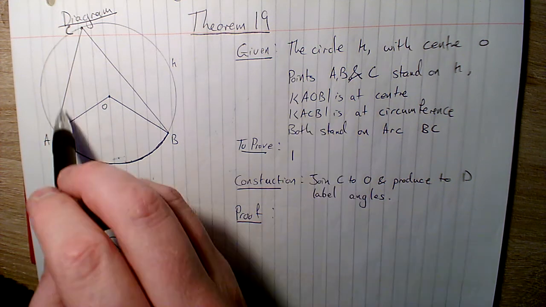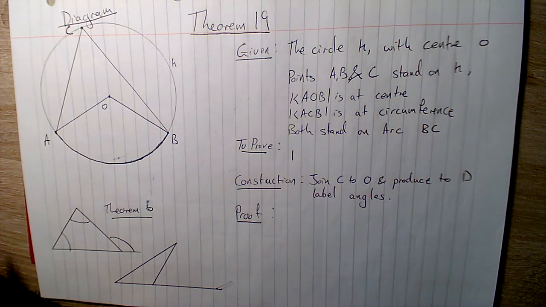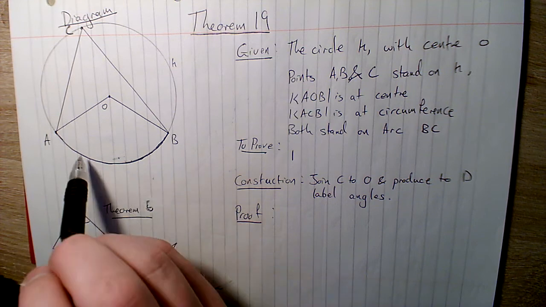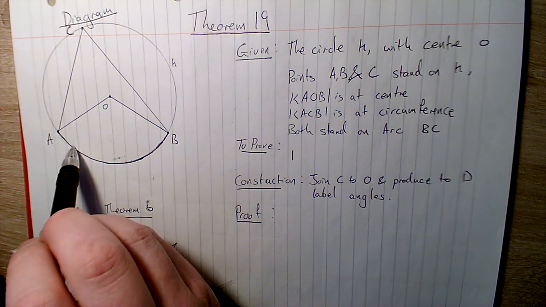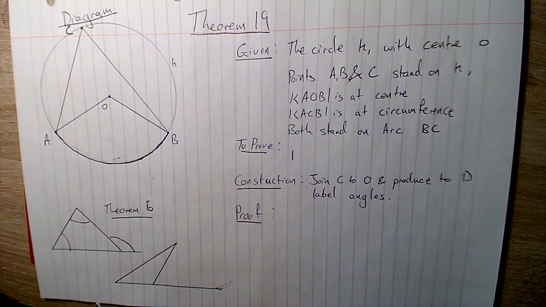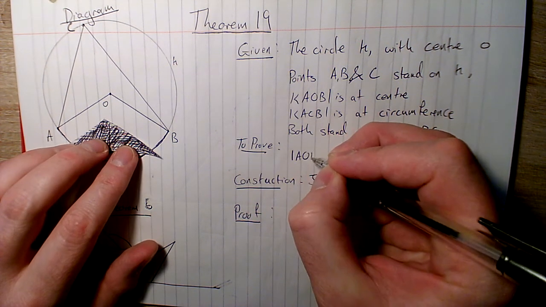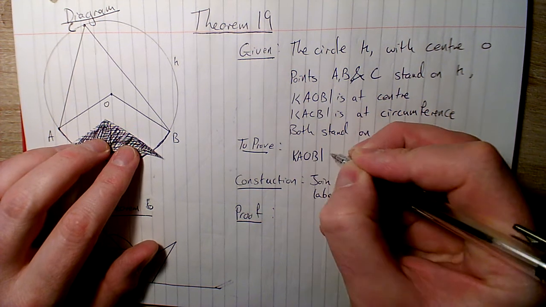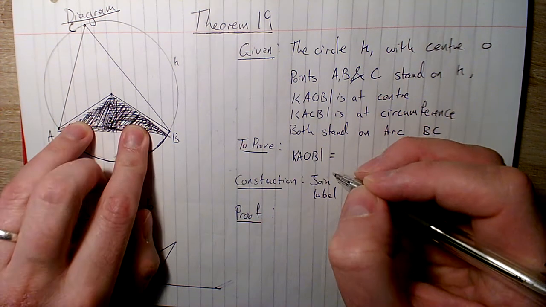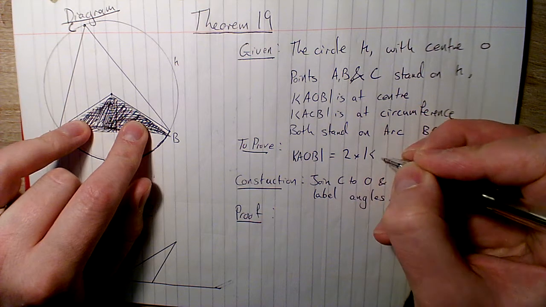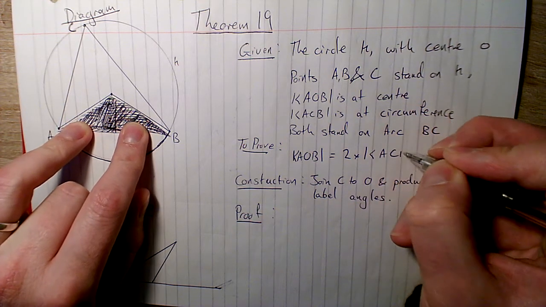Then the angle ACB is at the circumference. Both stand on this arc AB, which I've marked a little bit darker. I'm not sure how clear it is, but from here to here is the arc AB. We want to prove that the size of angle AOB is twice as big as the size of this smaller angle ACB.